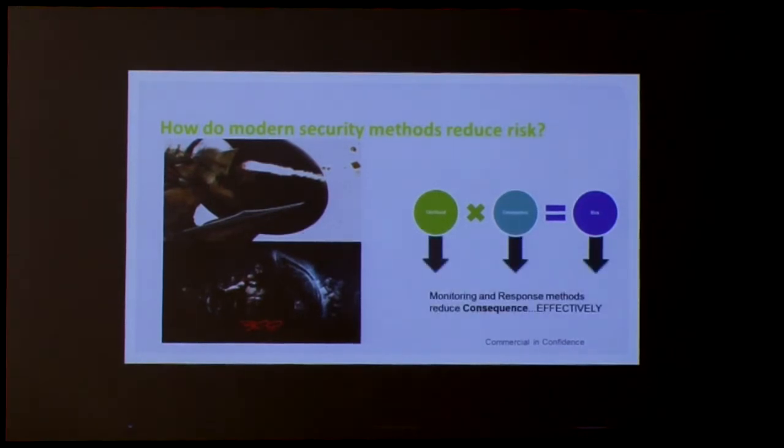So monitoring and response methods can be applied to consequence. So they can actively reduce consequence. So in this calculation, if you have a balance between preventative technology and monitoring and response effort, you'll actually have a greater risk reduction. But one of the most important things is that monitoring and response doesn't prevent business functioning.